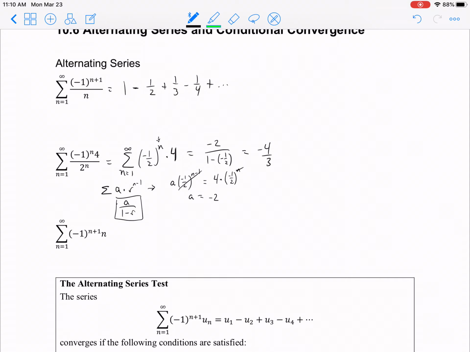And then here in the last one, we've got negative 1 to the n plus 1, and that's times n, so we're going to end up with 1 minus 2 plus 3 minus 4, and this one is going to diverge. Okay, so let's take a look at the test for this.